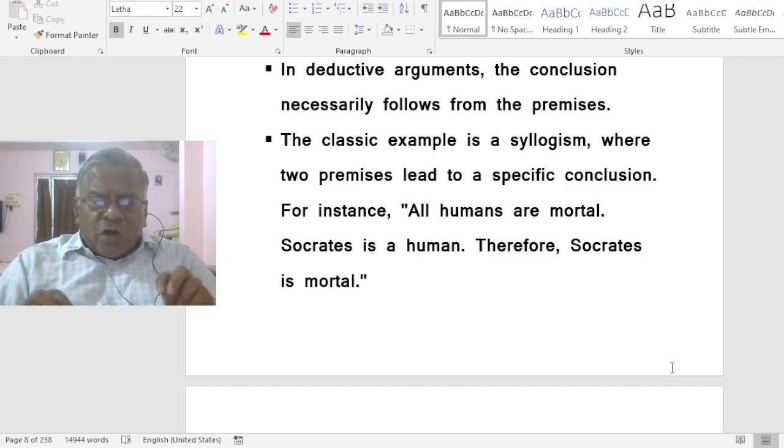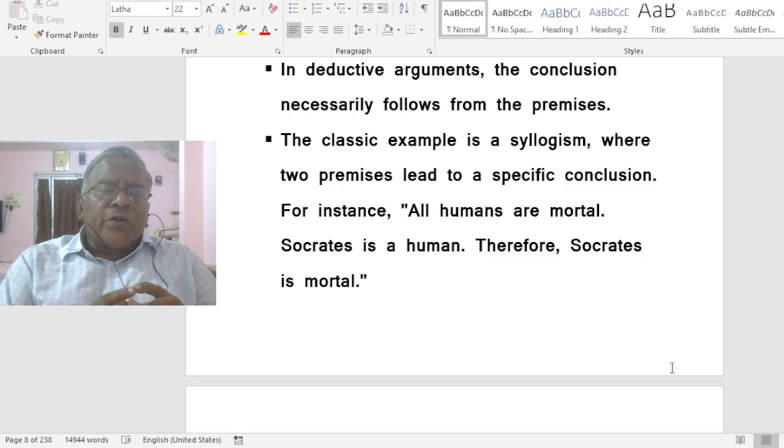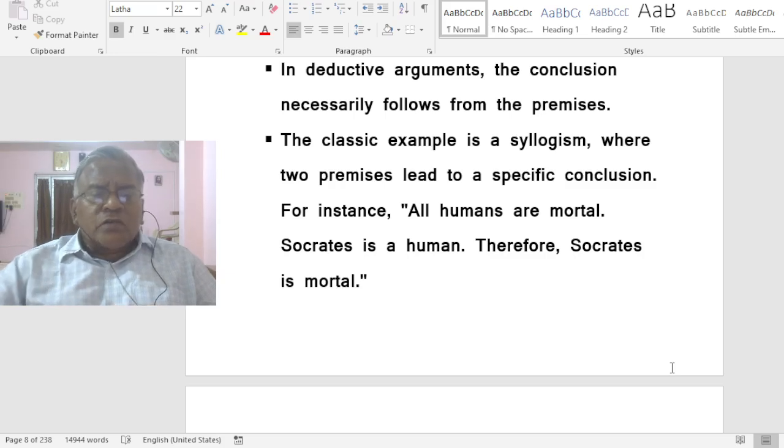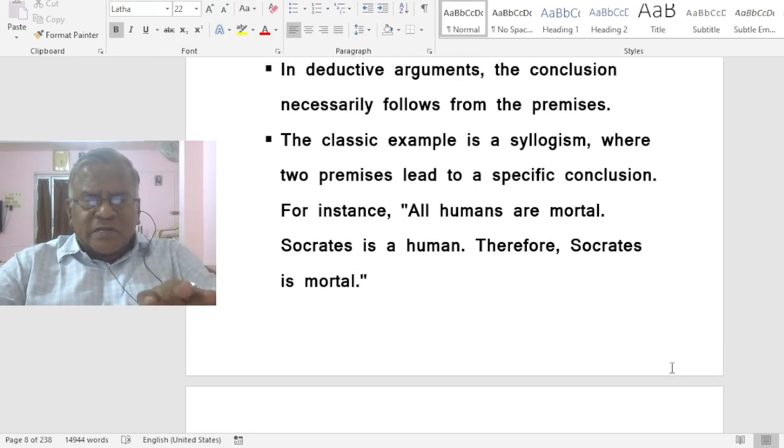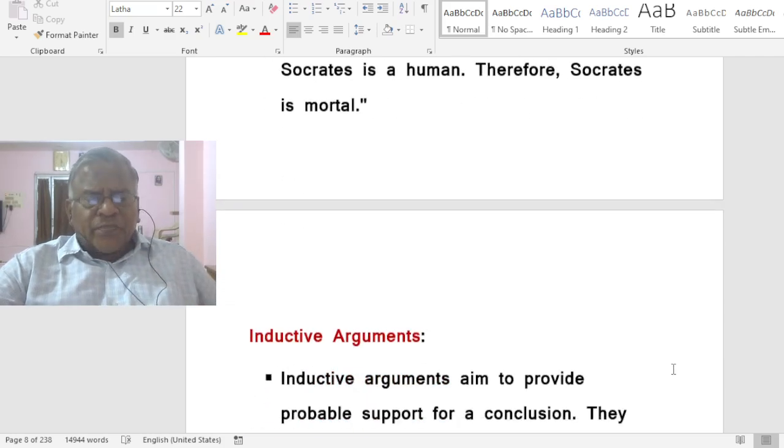The classic example is a syllogism where two premises lead to a specific conclusion. For instance, all humans are mortal. Socrates is a human, therefore Socrates is mortal. As I already told you, everything follows nicely. This is called syllogism. Two premises with the specific conclusion. It is called syllogism in logic.